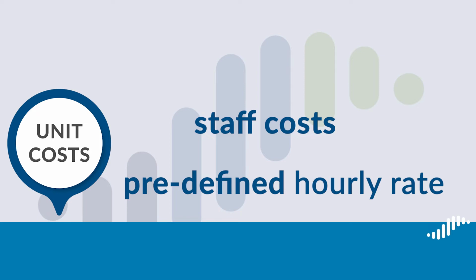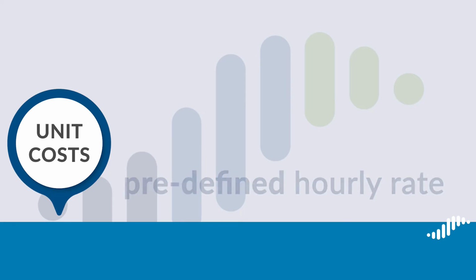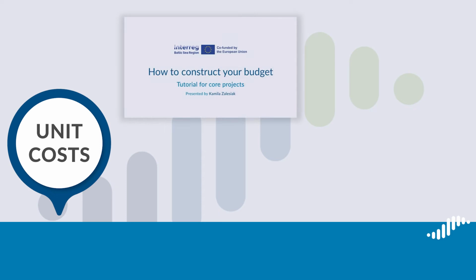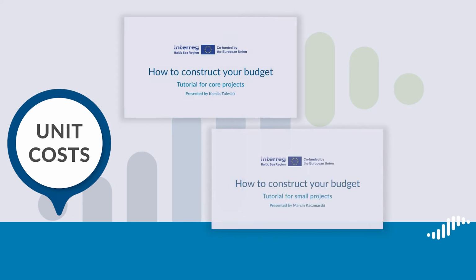The hourly rate is the core of our system, and it's present in nearly all project types. To learn how to calculate the staff costs under SCOs by using the hourly rate, we advise you to check our tutorial How to Construct Your Budget in Core Projects or the tutorial How to Construct Your Budget in Small Projects. Both tutorials are available on our website.